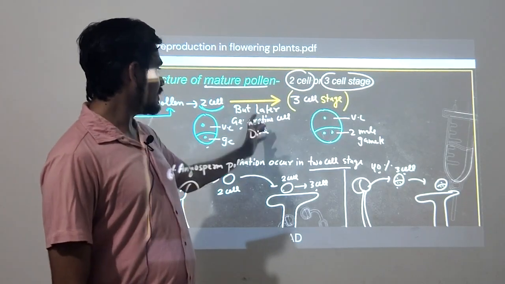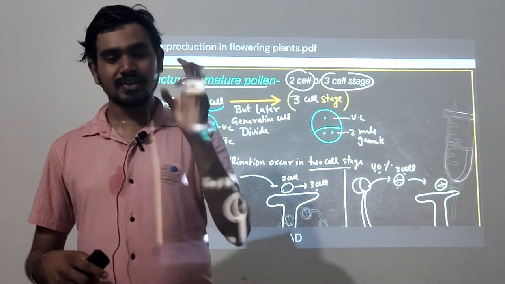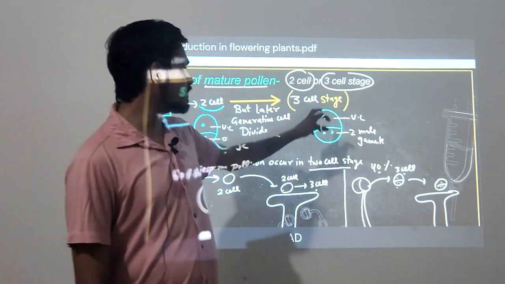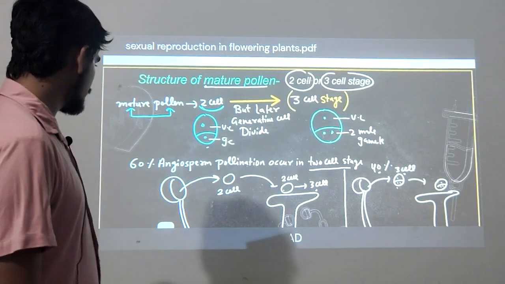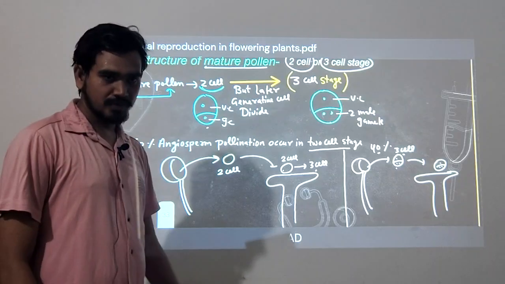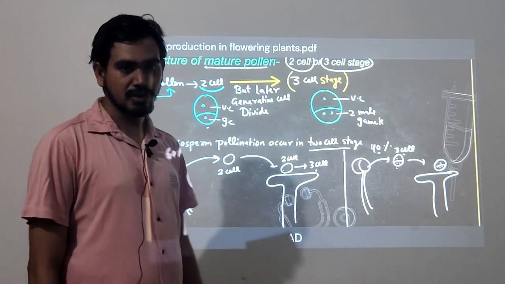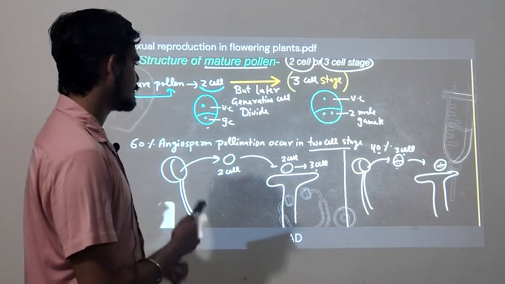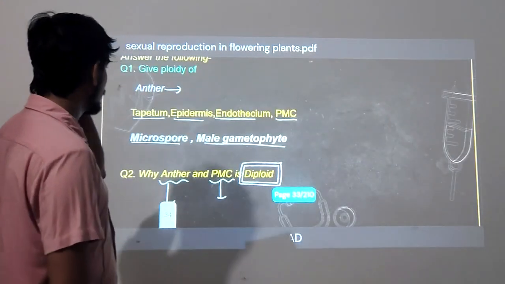After that, when the generative cell divides by mitosis, it produces 2 male gametes, and that's why it has 3 cell stages: 1 vegetative cell and 2 male gametes. That is known as the 3 cell stage. In 60% of angiosperms, the 2 cell stage is transferred to the stigma, and after that it has to convert into the 3 cell stage, while in the remaining 40%, pollination takes place at the 3 cell stage.